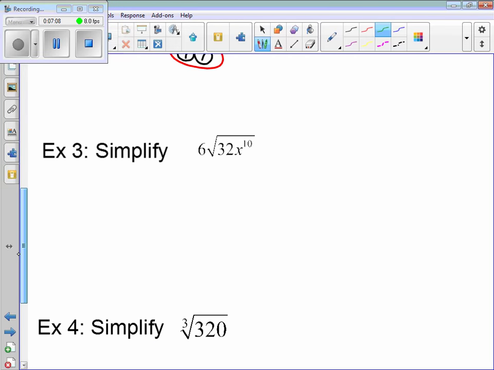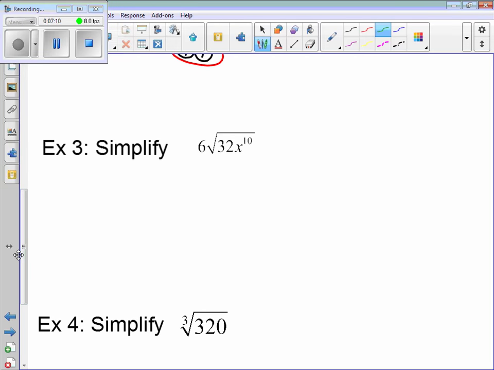Let's try this one. We have 6 times the square root of 32x to the 10. 32 is 16 times 2, 2 times 8, 2 times 4. There's other ways you could have broken this down, but in the end you're going to have 4 2s or 5 2s. And so we have a pair of 2s, doesn't matter which pair you circle. Another pair of 2s.